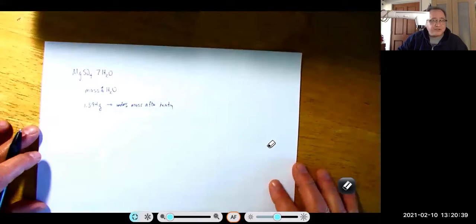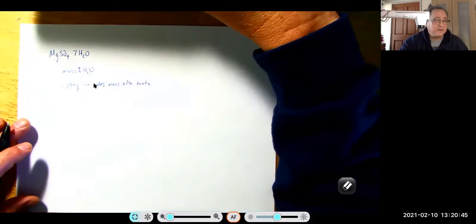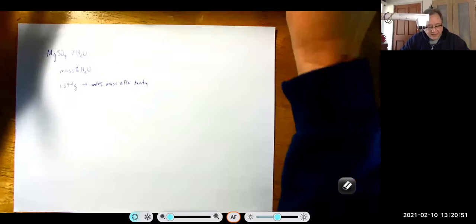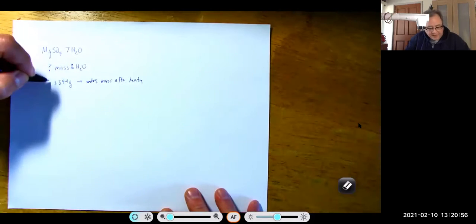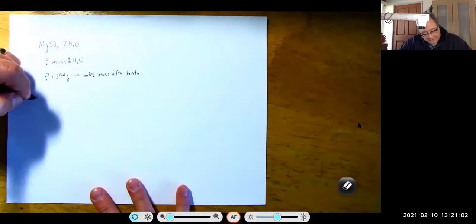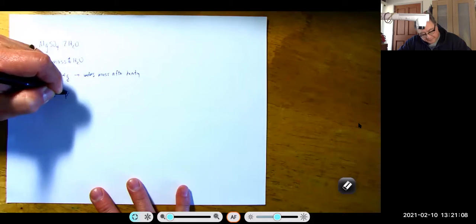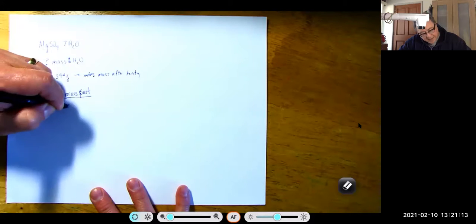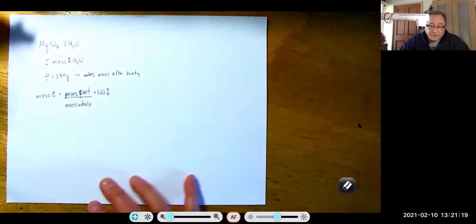And all I've written down here is just some information from the problem. So we have some magnesium sulfate heptahydrate, and we're supposed to get the mass percent H2O and the mass after heating. So to get mass percent, it's always going to be the mass of the part over the mass of the whole times 100%. That's the definition of mass percent.